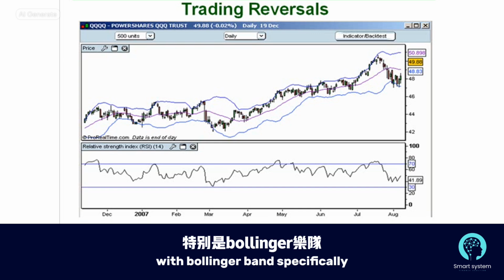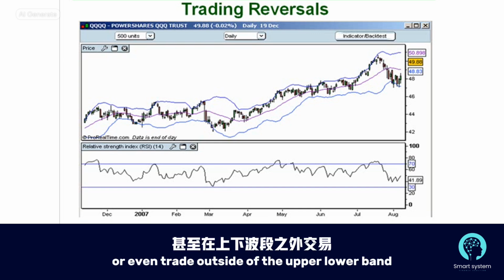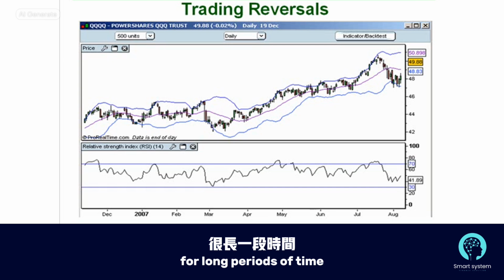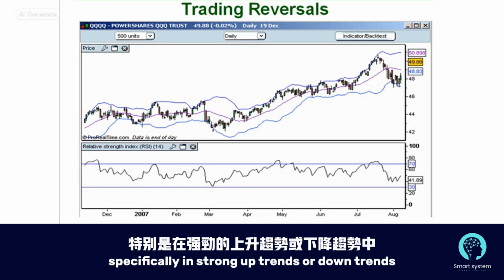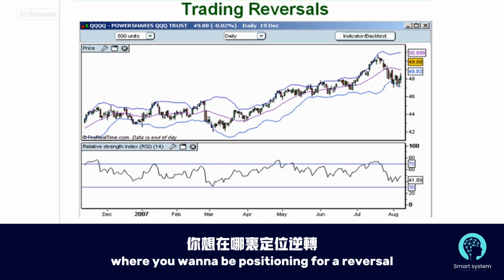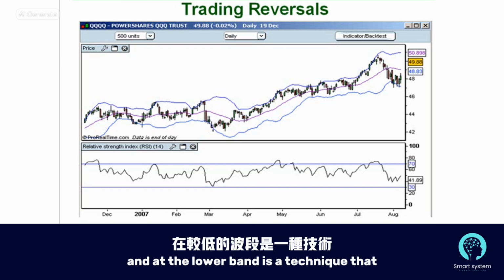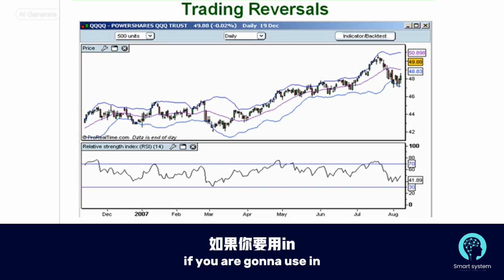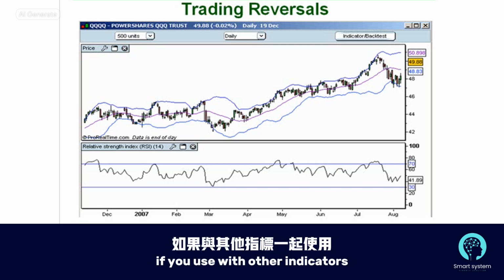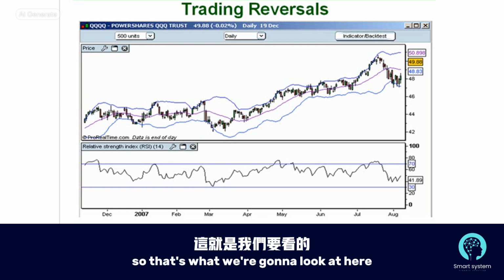With Bollinger Bands specifically, prices tend to hug or even trade outside of the upper or lower band for long periods of time, specifically in strong uptrends or downtrends. And that's obviously not a situation where you want to be positioning for a reversal. So selling at the upper band and buying at the lower band is a technique that is actually pretty good if you use it with other indicators in range-bound markets. So that's what we're going to look at here.